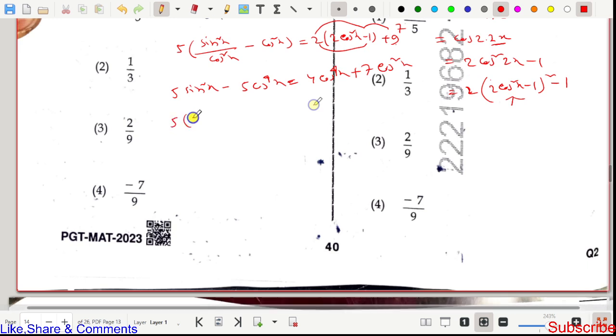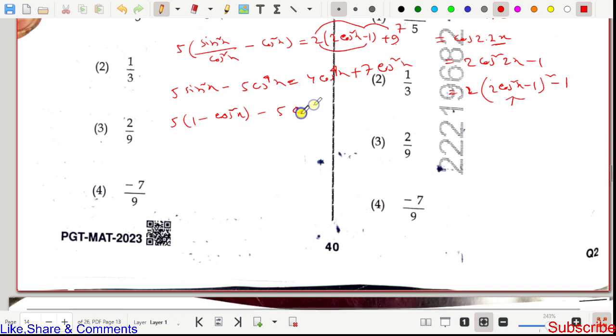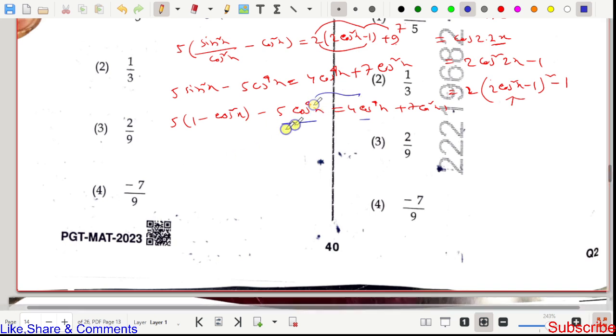Now 5 sin square x we can write as 5 times 1 minus cos square x, minus 5 cos power 4x plus 4 cos power 4x plus 7 cos square x. Clear? Now we are keeping everything on one side, so it will be 9 cos power 4x, this is 7 cos square x, minus 5 cos square x, so it will be plus 12 cos square x, and this we keep to the right side, so minus 5 equals 0.